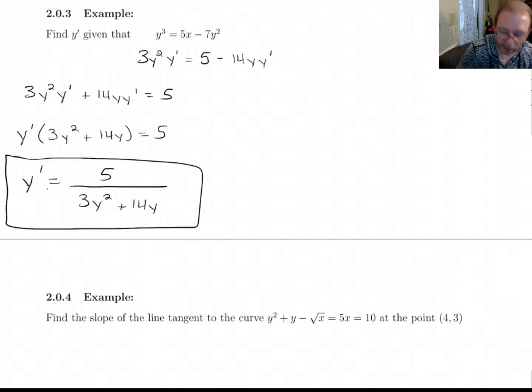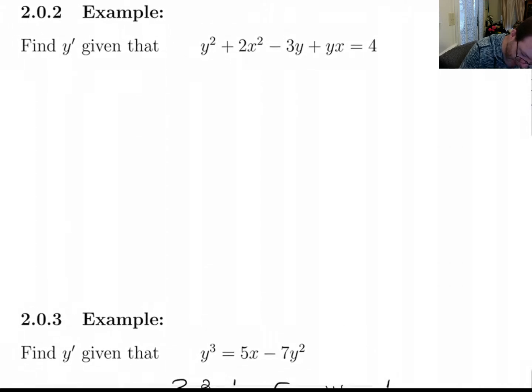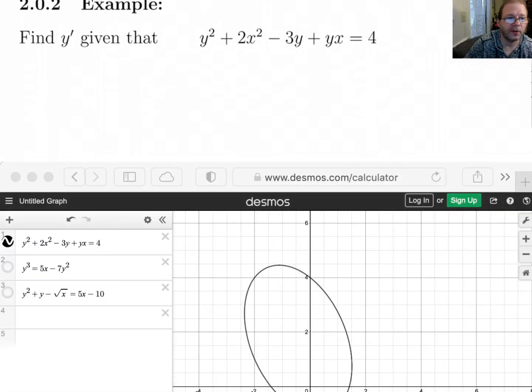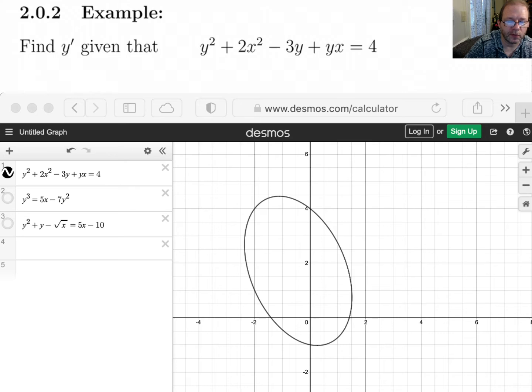All right, let's look at another example. For some reason, I skipped over example 202. Let's go back and do it. Find y prime given this equation. Now, I'll tell you what, let's look at that first. If I graph that out, I graphed it earlier on Desmos. It gives us this. So let's not only find the derivative, but when we're done, maybe evaluate the slope at a couple of places. But first, let's do the derivative.